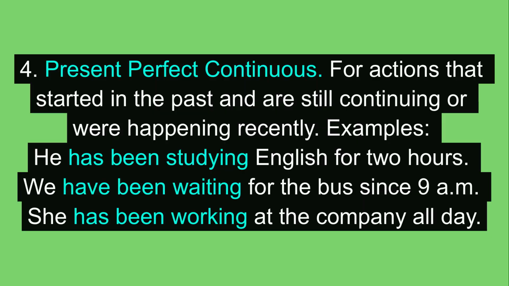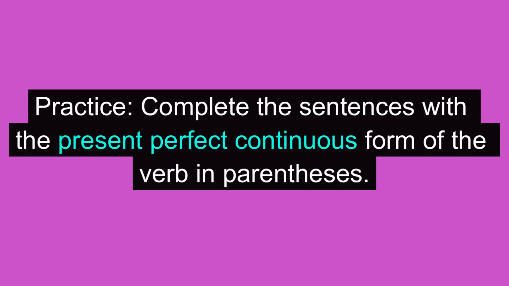4. Present perfect continuous. For actions that started in the past and are still continuing or were happening recently. Examples. He has been studying English for 2 hours. We have been waiting for the bus since 9 a.m. She has been working at the company all day. Practice. Complete the sentences with the present perfect continuous form of the verb in parentheses.